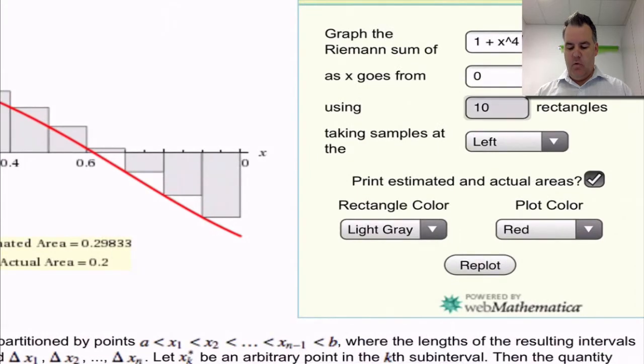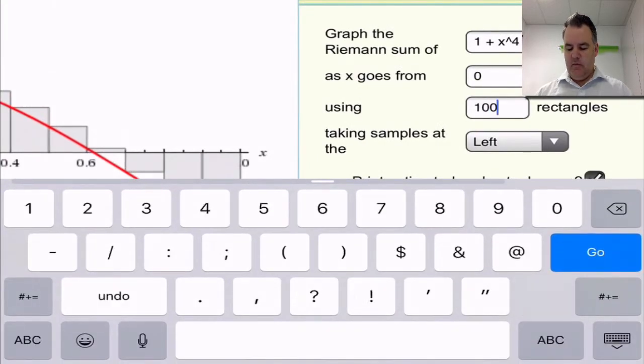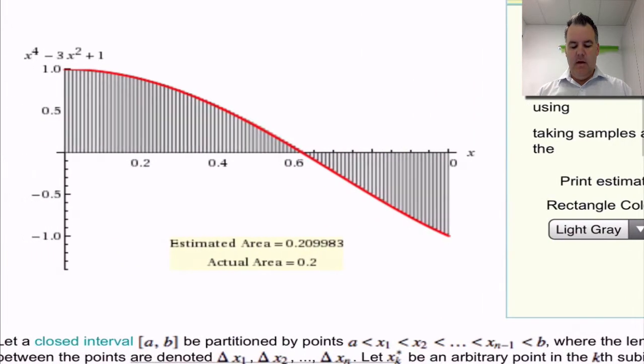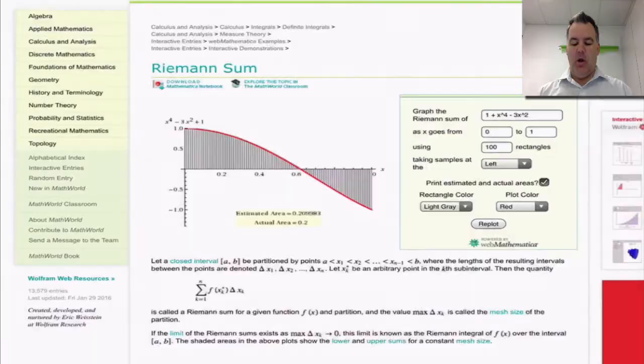So let's go for 100 rectangles and replot that. Now you can see that the area under the curve and the area of all those rectangles is almost identical. The estimated area and the actual area are almost the same. It's a pretty boring process to add up the areas of all those 100 rectangles, but again, we've got a calculus way of doing this that makes life a lot easier.